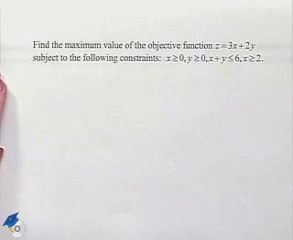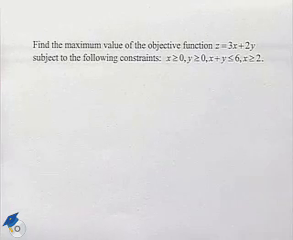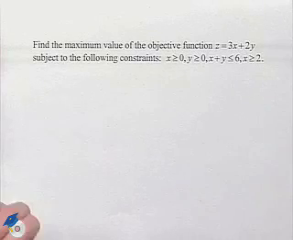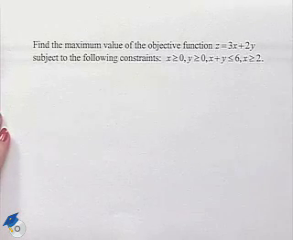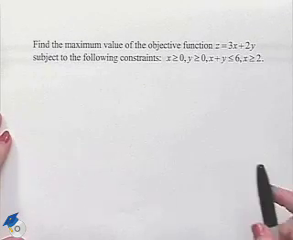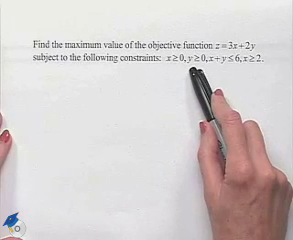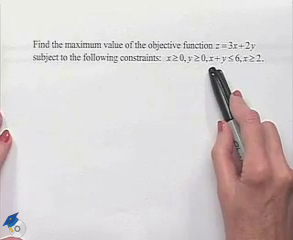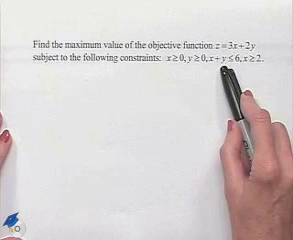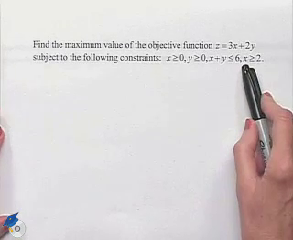Now let's look at a problem where we have an objective function and some constraints that we need to deal with. Find the maximum value of the objective function z equals 3x plus 2y, subject to the following constraints. We're told that x is greater than or equal to 0, y is greater than or equal to 0, x plus y is less than or equal to 6, and x is greater than or equal to 2.